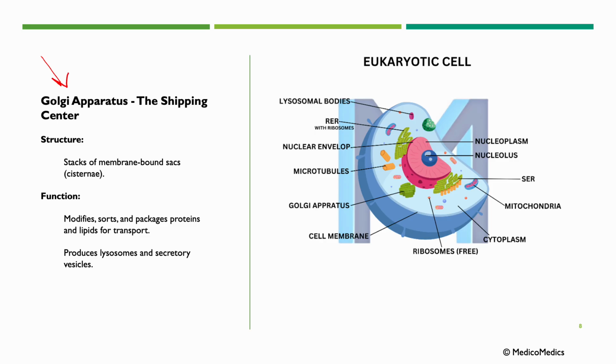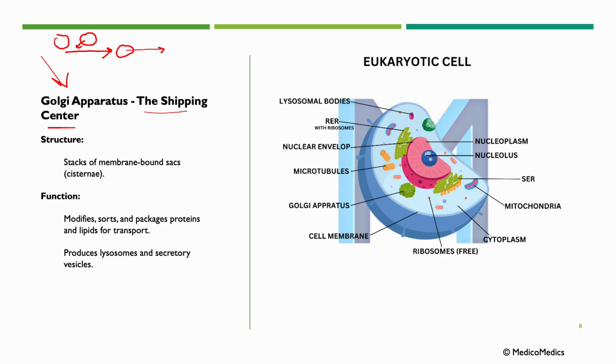So the Golgi apparatus, or the shipping center, which should make sense since the endoplasmic reticulum was described as the assembly line, right? We started with the nucleus containing DNA. We then had ribosomes reading the mRNA and translating proteins and producing proteins.